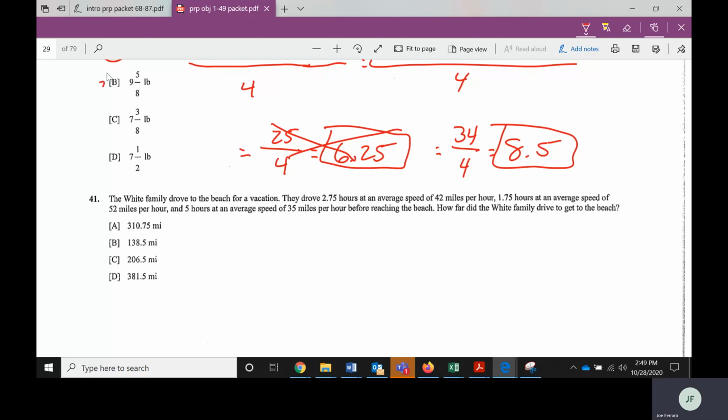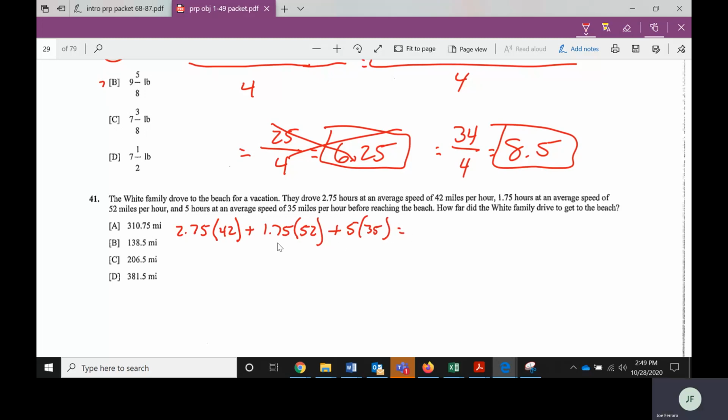So down here we have 2.75 hours times 42 miles an hour. We're going to add onto that 1.75 hours going 52 miles an hour. Add onto that 5 hours at going 35 miles an hour.